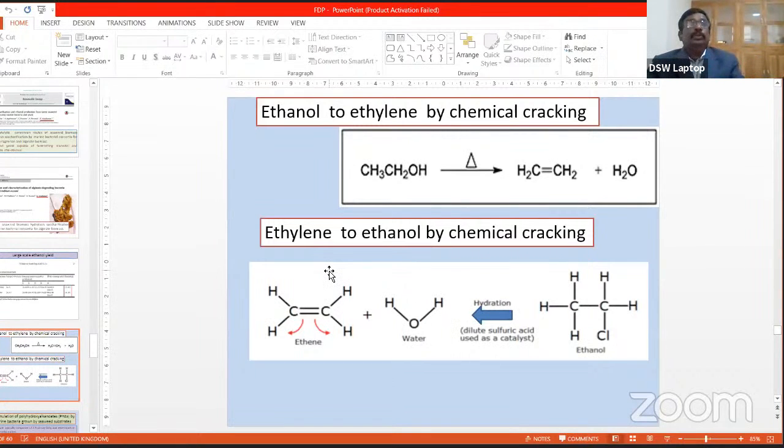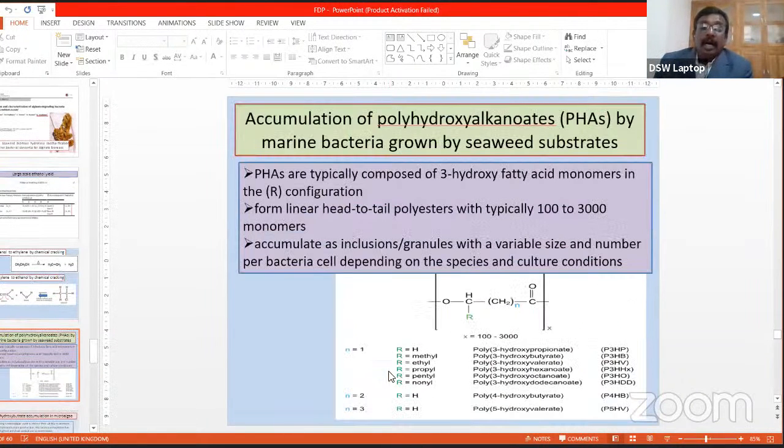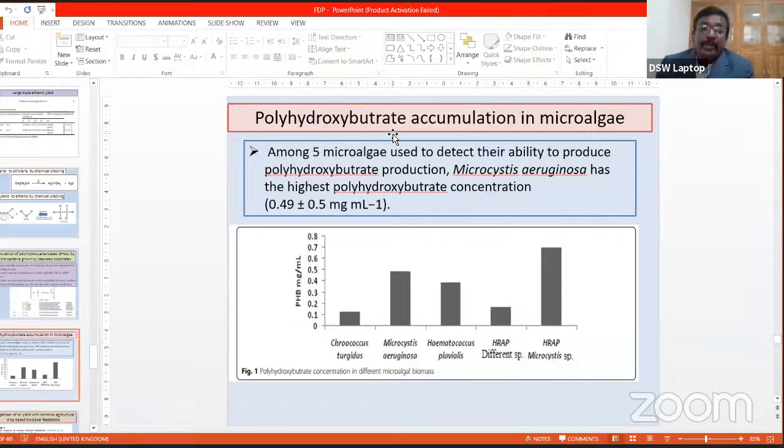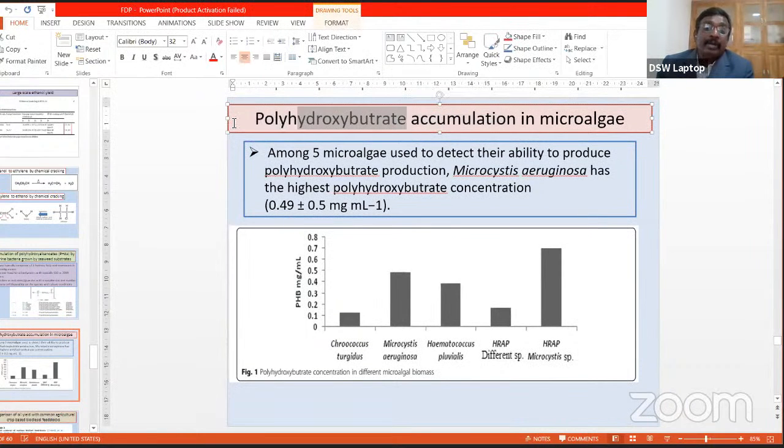When we are able to get ethanol from macroalgae, we can convert it to ethylene by chemical cracking. The ethylene can also be used for further production, even diesel or petrol. Apart from that, microalgae are suitable for directly accumulating polyhydroxyalkanoate. The polyhydroxyalkanoate is produced by marine bacteria, and that marine bacterial growth can be supported by marine algae. This is another energy resource for polythene production, polyhydrocarbon production. It can be accumulated by various microalgae.